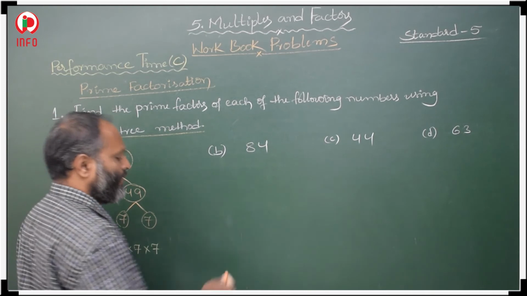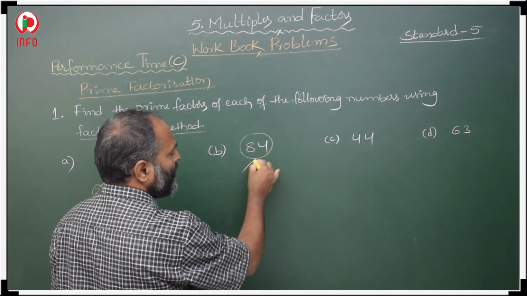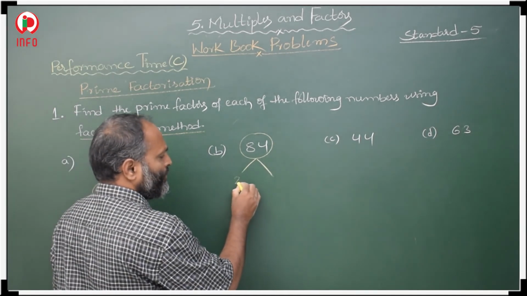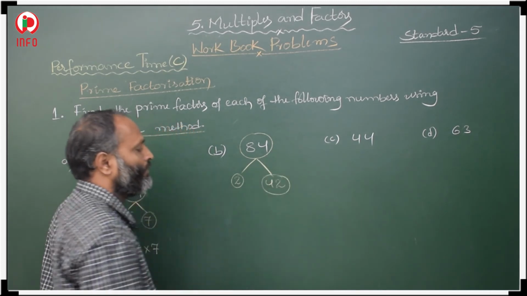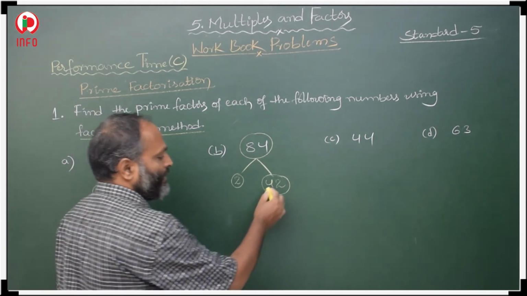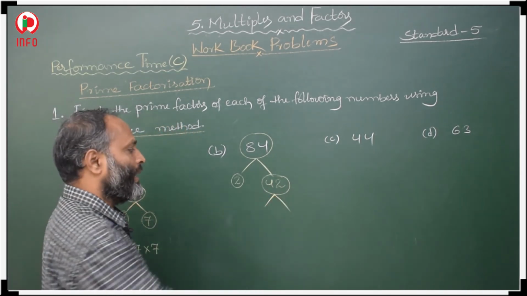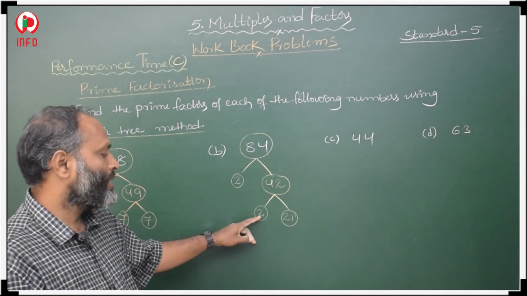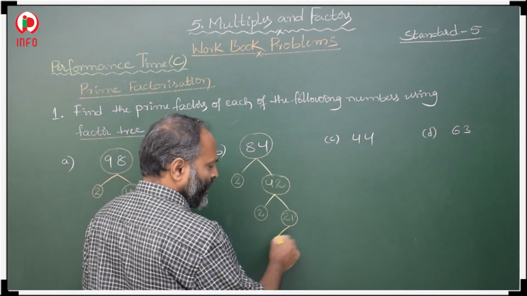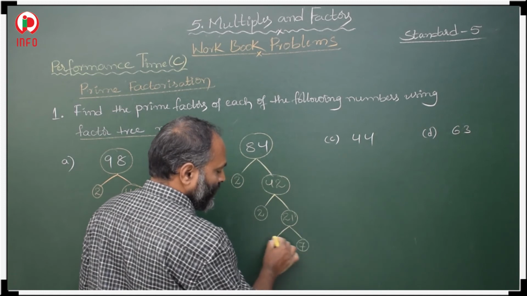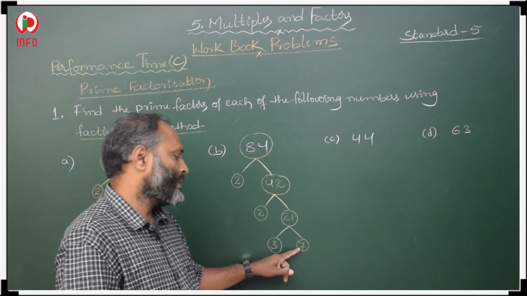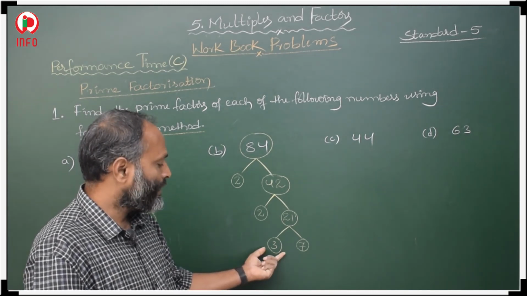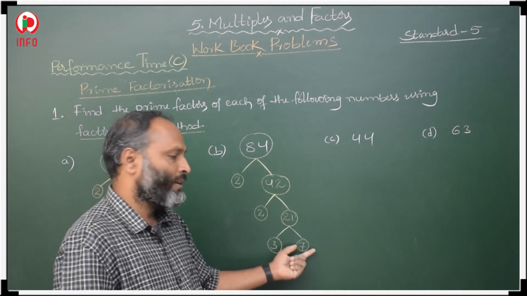Then after that, 84. How to do this 84? First, 84 is an even number, so it is divisible by 2. 2 times 42 is 84. Again, this 2 is a prime number. Then we have to break this 42 into 2 factors. Again, it is an even number, so this 42 is divisible by 2. 2 times 21 is 42. This 2 is a prime number, then we have to break this 21. 3 sevens are 21. Then once you check, what about this 3? 3 is a prime number and this 7 is also a prime number. Then all these are prime numbers, so we stop till here, because we cannot break this 3 and this 7 further.